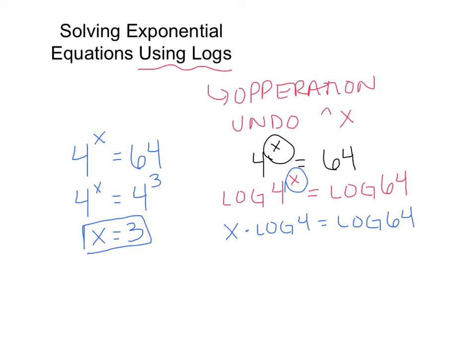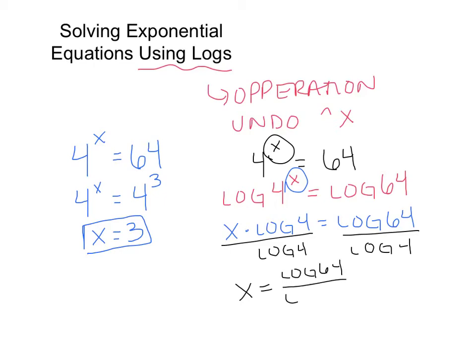So x times the log of 4. The log of 4, you could type it in your calculator right now. The log of 4 is just a number. So I can go ahead and divide by the log of 4. And I'm going to divide both sides by the log of 4. So I have x equals the log of 64 over the log of 4.